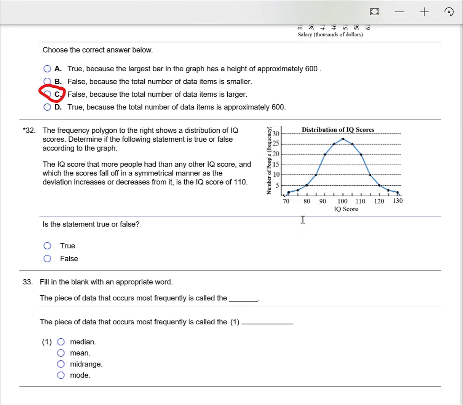The frequency polygon to the right shows the distribution of IQ scores. Determine if the following statement is true or false. The IQ score that more people had than any other IQ score, and which the scores fall off in a symmetric manner as the deviation increases or decreases, is the IQ score of 110. So basically, they're talking about the middle of the distribution. And if you notice on this graph here, the middle of this distribution is actually 100. So this statement is false.